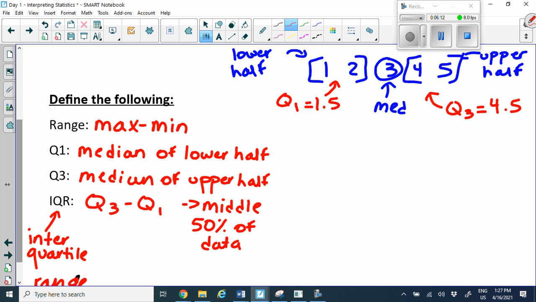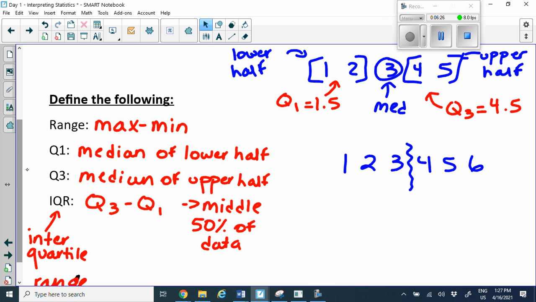Okay. Now let's talk about if we had an even amount of data points. So 1, 2, 3, 4, 5, 6. Okay, so we split our data points, half on the lower, half on the upper side. In that middle is going to be our median. Now how do we figure out this median? Well, as we did with our Q1 and Q3, we're going to take the two inner values, which is 3 and 4, add them together and divide by 2. So what that's going to give us is 7 divided by 2 is 3.5. So our median is 3.5.